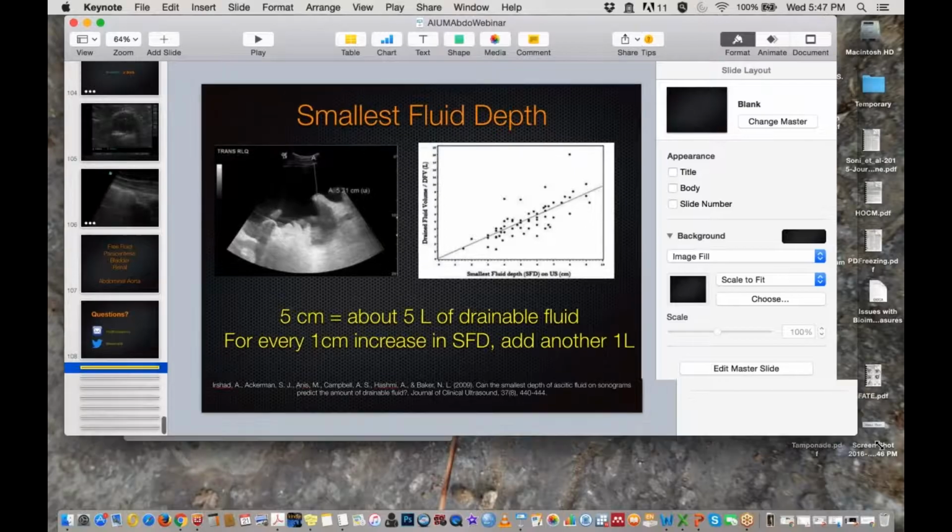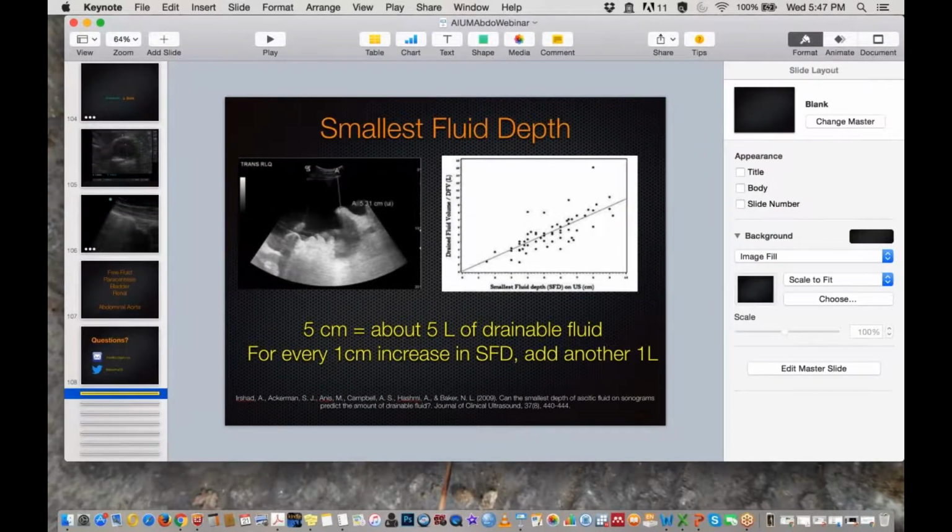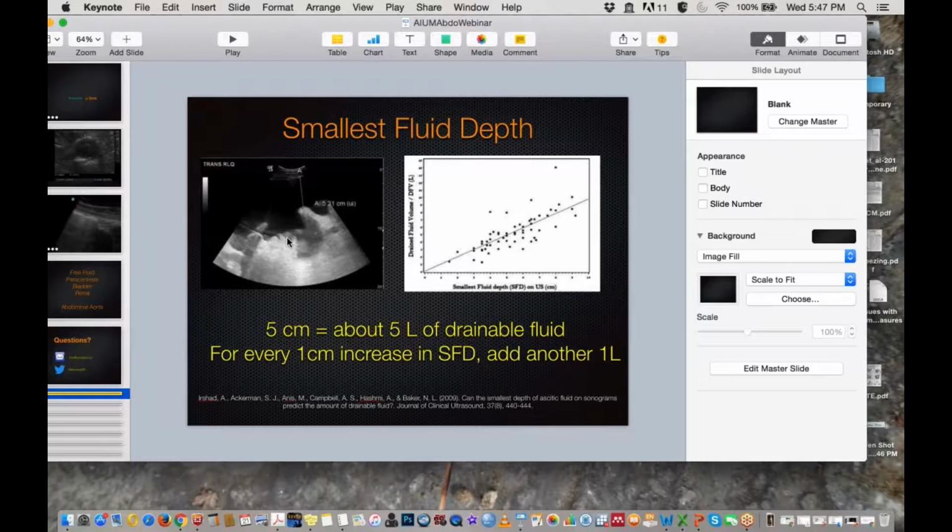This is kind of a smaller slide here. I didn't go over this in my talk, but there are a number of ways that you can quantify fluid within the abdomen. I like this approach on the slide, and what you're really looking for is what they call the smallest fluid depth. You want to identify the depth of the fluid at its smallest. So the bow that juts up, you want to find the smallest possible pocket, measure that depth, and in this case it's about 5.3 centimeters here.